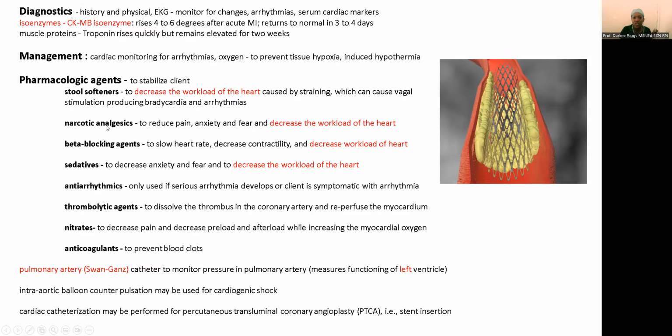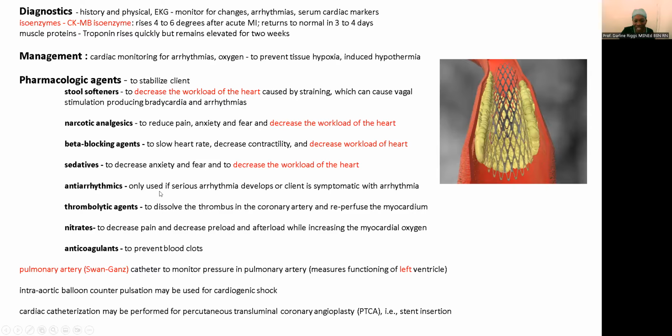Narcotic analgesics, we don't want them in pain. We want to reduce pain, anxiety, and fear. Why? To decrease the workload of the heart. So they're going to be on painkillers. Beta blocking agents. We want to slow that heart rate, decrease the contractility of the heart. Why? To decrease the workload of the heart. Sedatives, we want to decrease that anxiety and fear. Why? To decrease the workload of the heart. You kind of get the point.